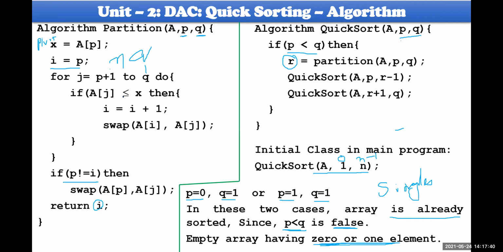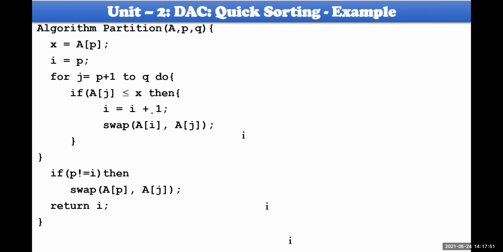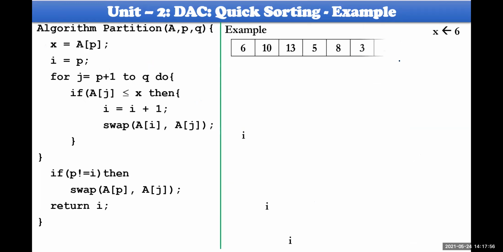So this algorithm, let us execute this particular algorithm in the next slides, coming slides. Okay, look at this. This is our algorithm. I have already given it to you. Then let us take one example. x will be equal to 6. This is the list of elements. I am taking this particular element as the pivotal element. Our pivotal element is 6. Then around this particular value, x equal to a of p. So p in the sense 1. So this first element is going to be identified by i, and j equal to p plus 1.